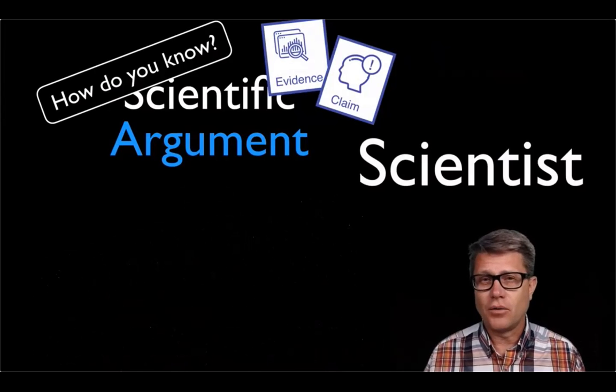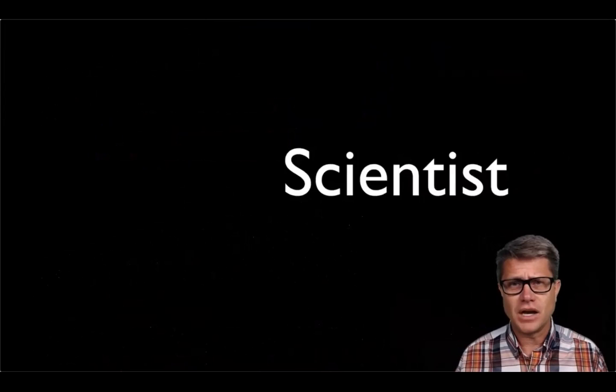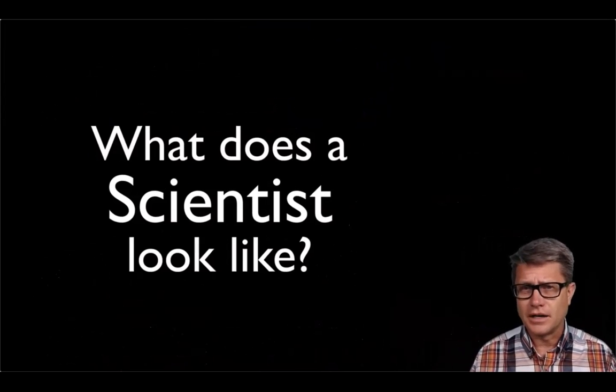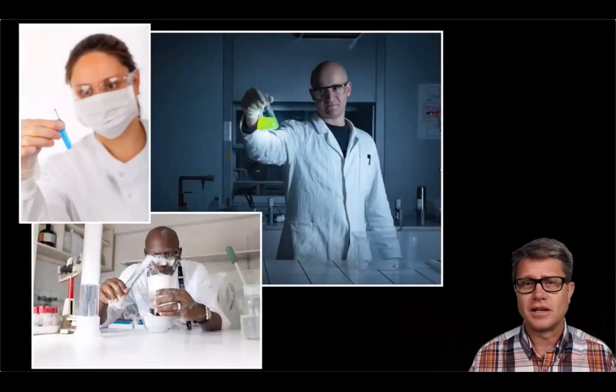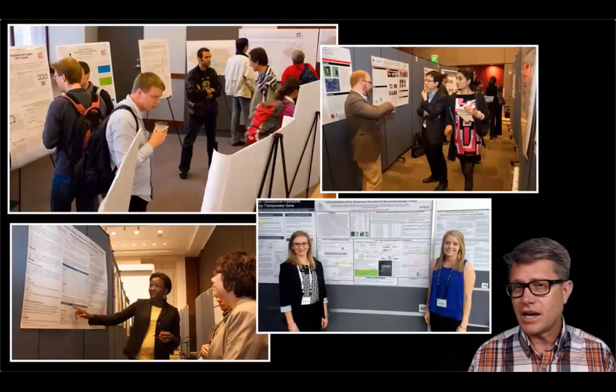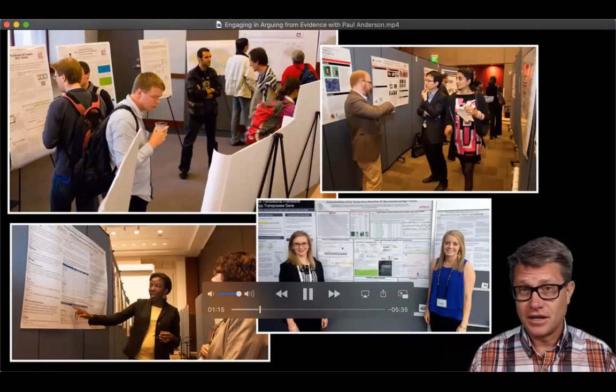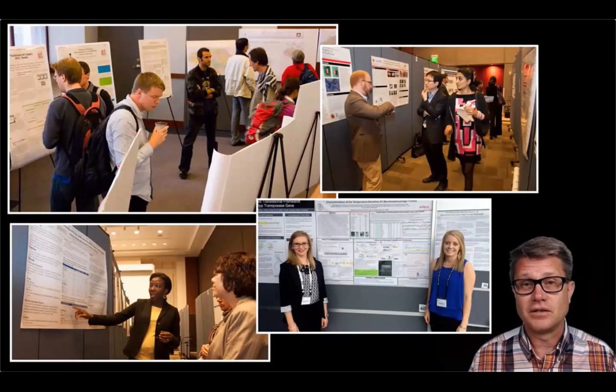If you're trying to figure out what an argument looks like, you should think about what a scientist does every day. What does a scientist look like? You might think a scientist looks like this, with a lab coat, discovering something new every day, but they actually look like teachers most of the time. They're spending a lot of time on email, they're spending a lot of time in lab meetings. Eventually they come up with some ideas and they'll attend one of these. It's a poster symposium, or maybe they're going to give a talk.